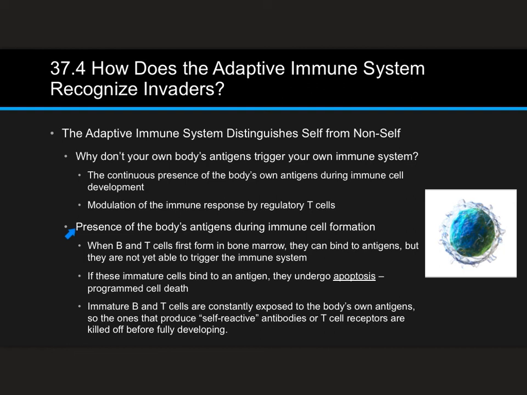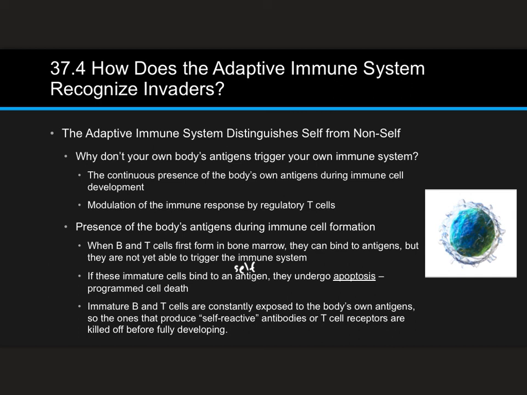But this first point right here: as your B cells and T cells are developing, when they first form in the bone marrow, remember they all start in the bone marrow, B cells finish there, T cells go to the thymus, they can bind to antigens as they're forming, but they're not yet able to trigger the immune response. So they can bind to antigens, but not do anything. If they bind to a self antigen, something that recognizes it as belonging to you, they undergo apoptosis, which is programmed cell death.